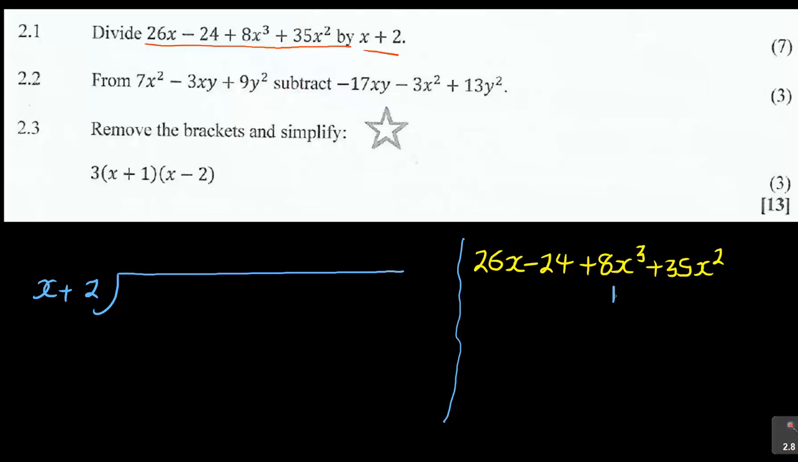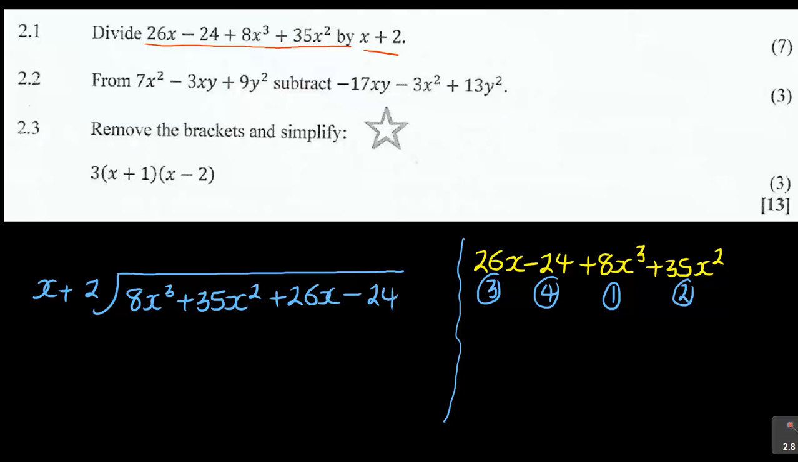So here, number 1 is the 8x cubed. That is then number 2, which is x squared. That is number 3 with x. And then that is number 4 with the number. So you remember that. So it will be 8x cubed, and then plus 35x squared, plus 26x. You can see the numbers and the signs, maintain the signs, and then it's minus 24. Always maintain your signs.